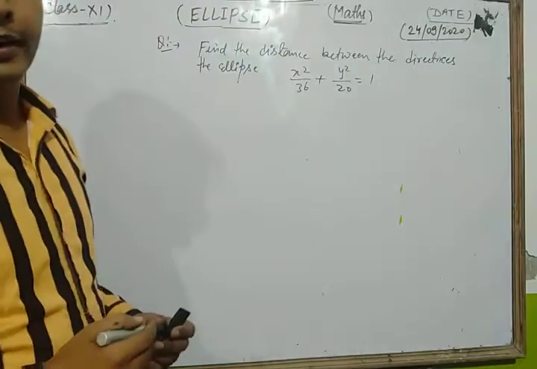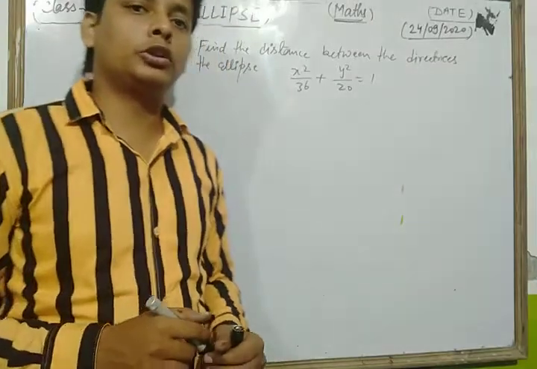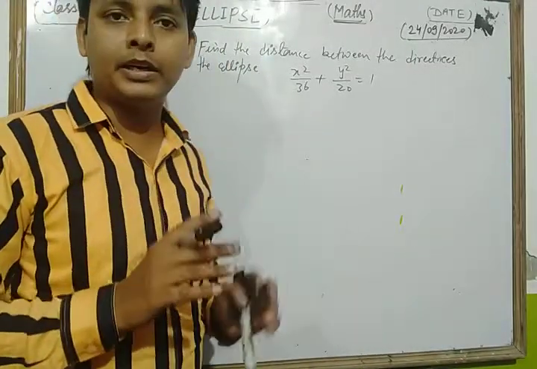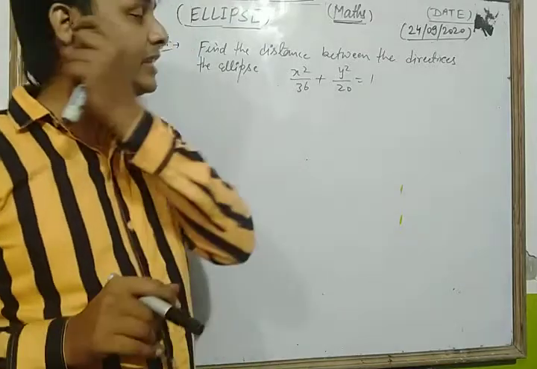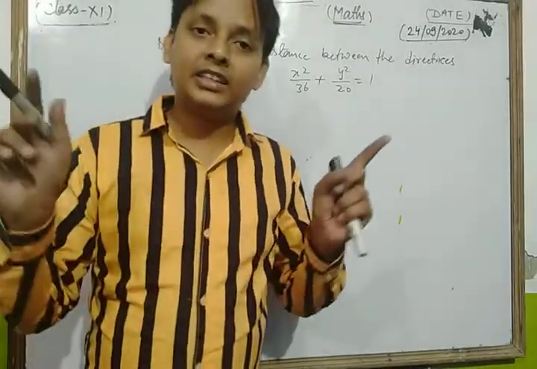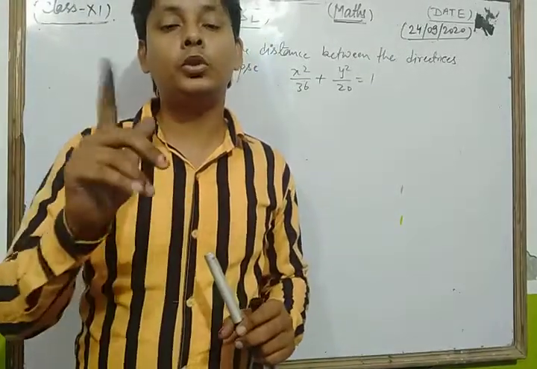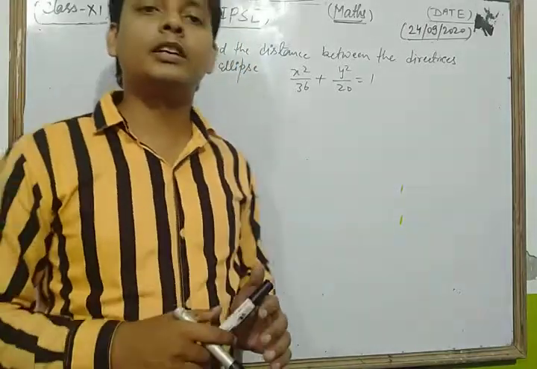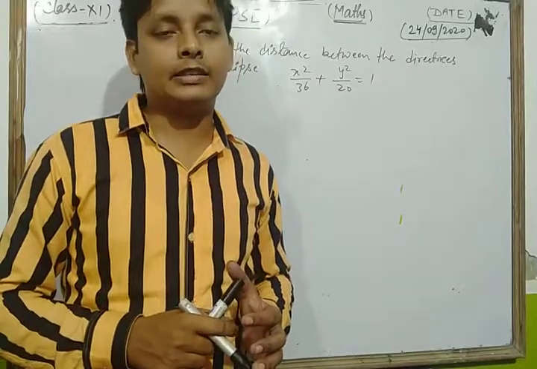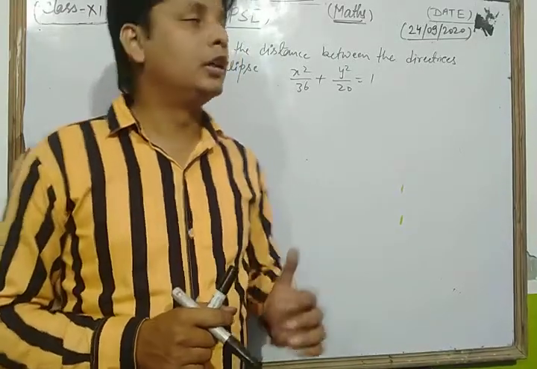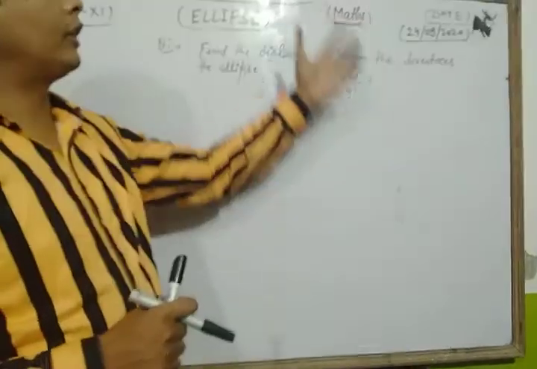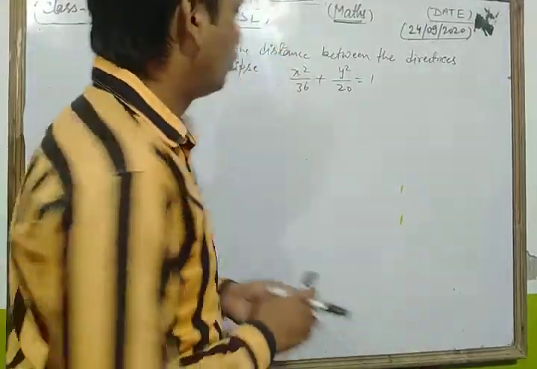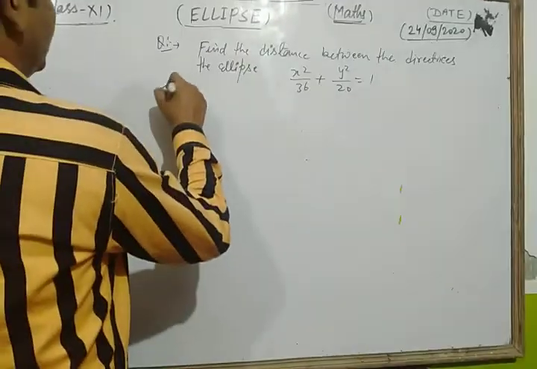Look, dear student, this is one of the most important questions. You know that the equation of its directrices is x equals plus A by E and minus A by E, and the distance between the directrices is 2A upon E. For that, first of all, we find the value of A and E. Now first of all, let's see its solution.